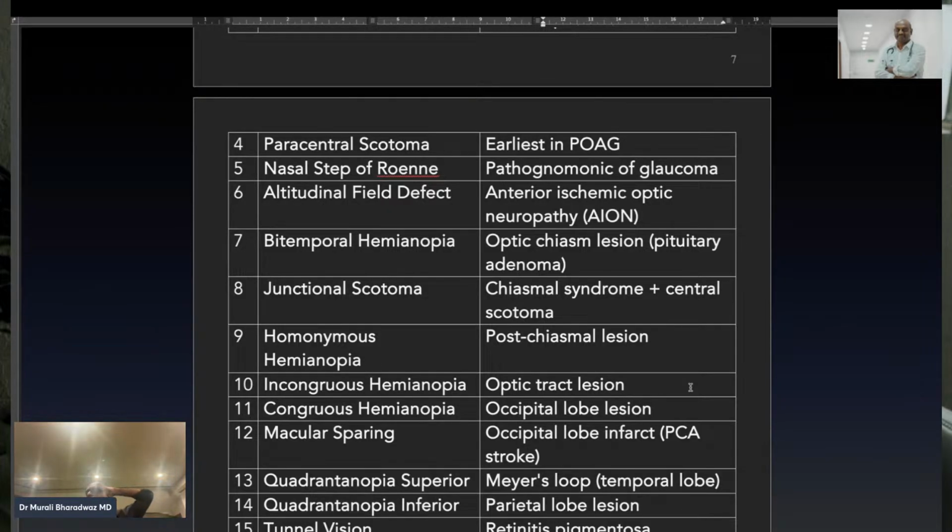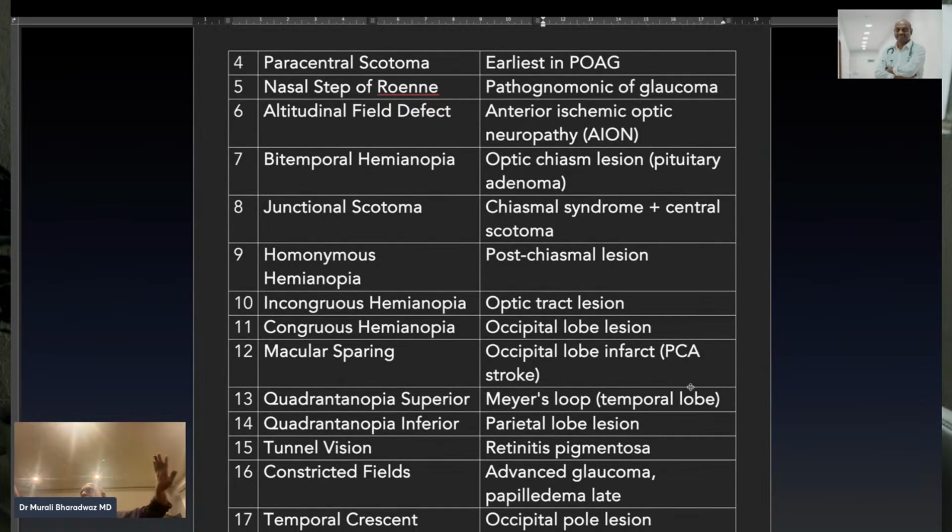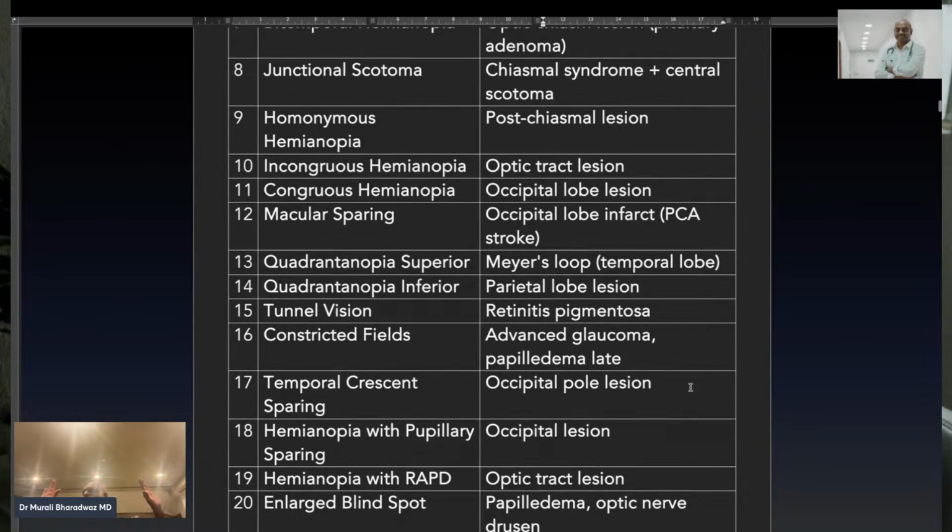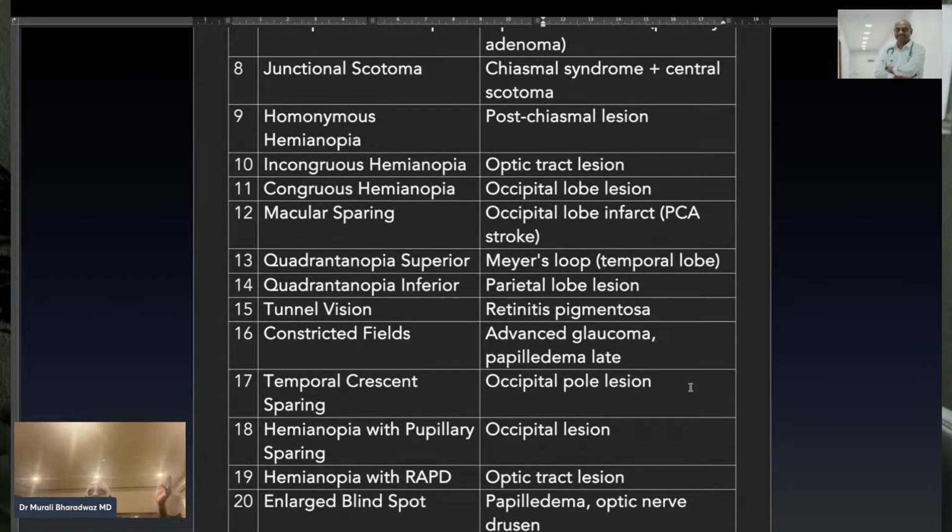So junctional scotoma: the central scotoma plus a defect, typically seen in optic chiasmal lesions. Then post-chiasmal lesions give homonymous hemianopia: one side temporal, the other side nasal. Then incongruous hemianopia, where the fields are not the same, typically occurs in optic tract lesion. If both sides temporal fields are lost, that is congruous hemianopia, an occipital lobe lesion.